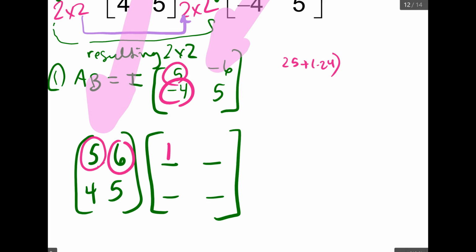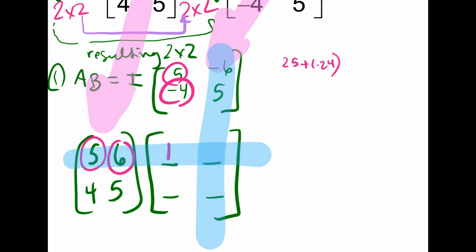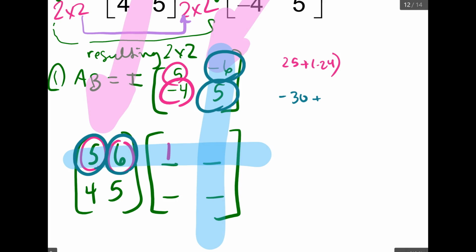It's right one, down one. Right one, down, yeah. Now let's go. Can you see where I'm overlapping it? Let's go to where the overlap is now, the top right hand corner. All right, so I'm going to take the 5 times negative 6, which is negative 30, plus 6 times 5, 30. What do I get here? 0.